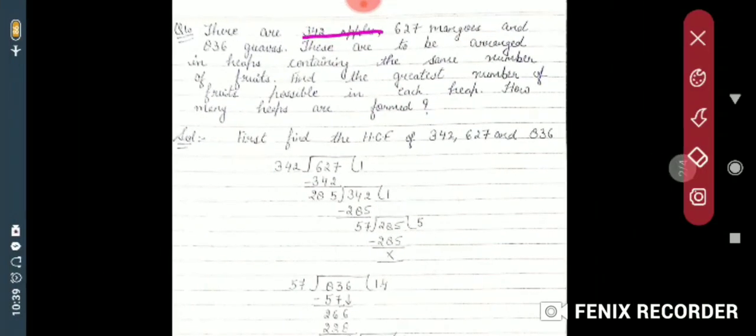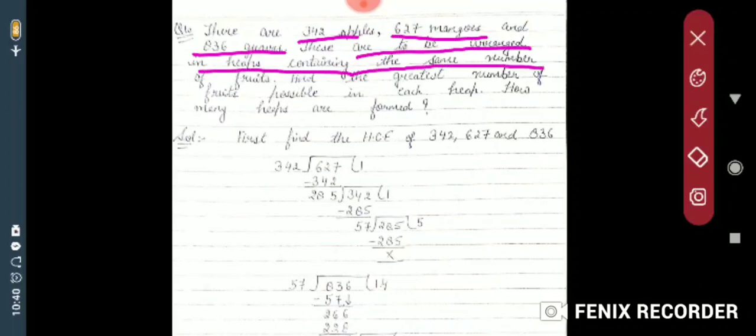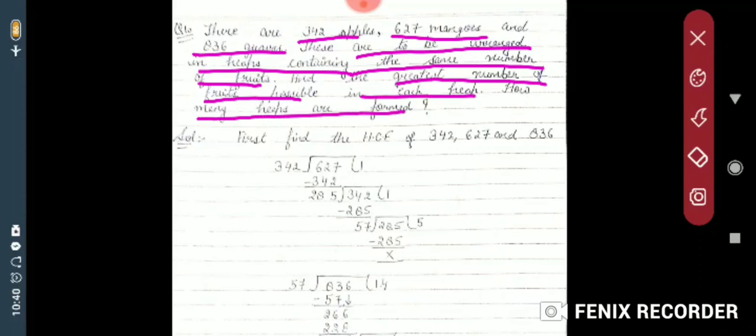There are 342 apples, 627 mangoes and 836 guavas. These are to be arranged in heaps containing the same number of fruits. Find the greatest number of fruits possible in each heap and how many heaps are formed. Greatest number means you have to find the HCF, as well as how many heaps are formed. So just see, 342, 627 and 836.